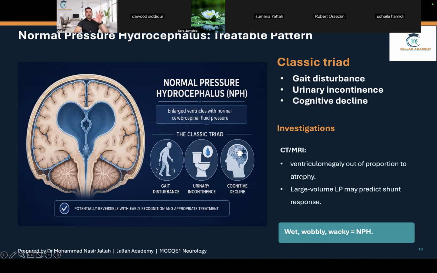Please memorize it because they might ask you the clinical finding. Like frontotemporal dementia is frontotemporal atrophy, right? For normal pressure hydrocephalus, it is ventriculomegaly out of proportion to atrophy. Large volume LP may predict shunt response. The patient will be wet, wobbly, wacky.